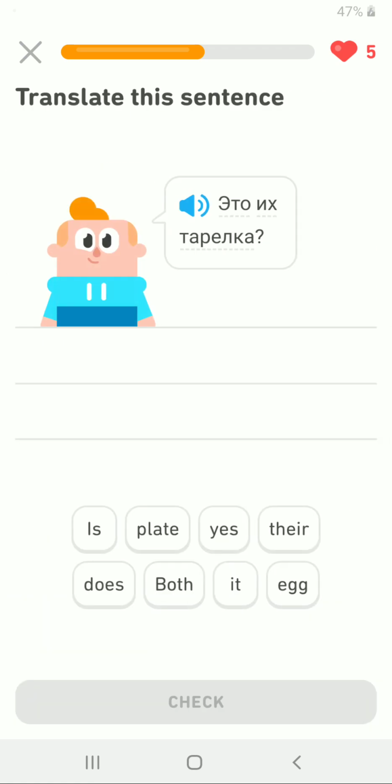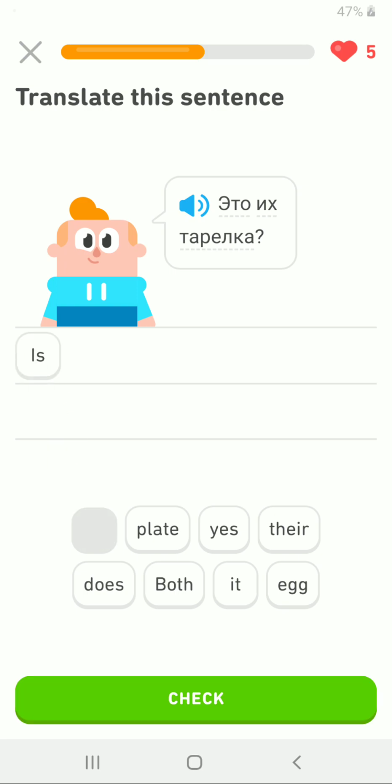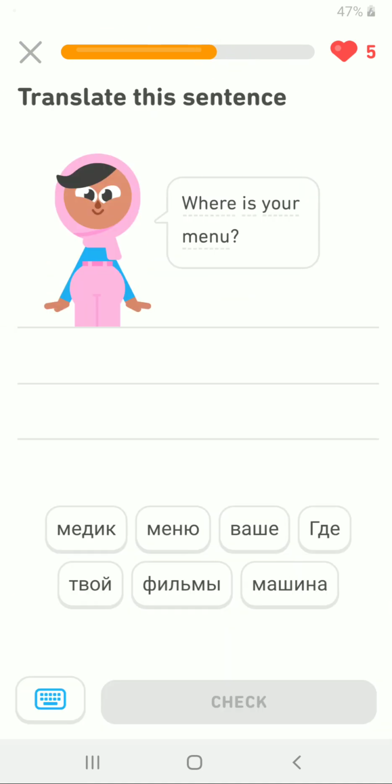Это их тарелка? Is it their notebook? Тарелка... No, тарелка is plate, sorry. Notebook is... how do you say it? Notebook? Тетрадь. Yeah. All right. So, is it their plate? Good.